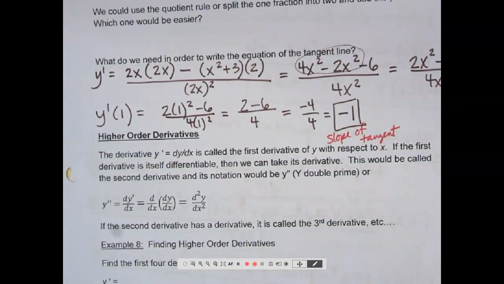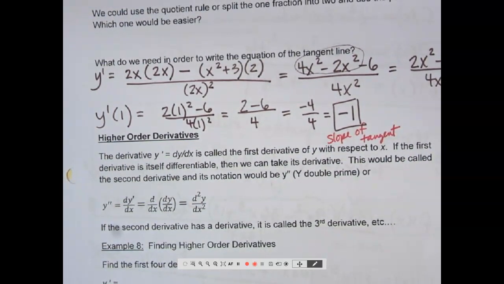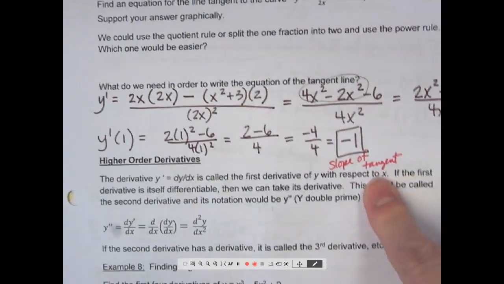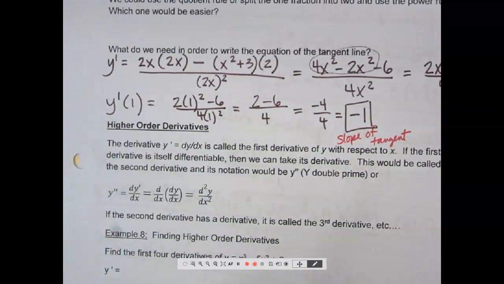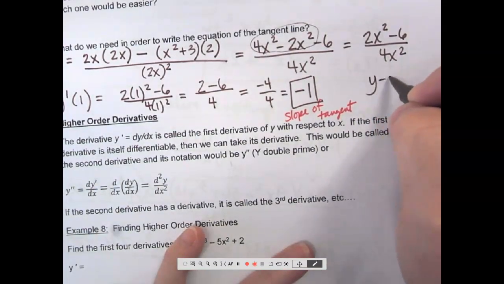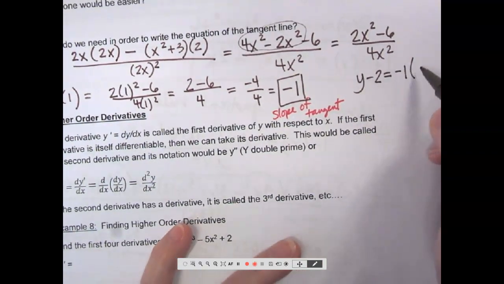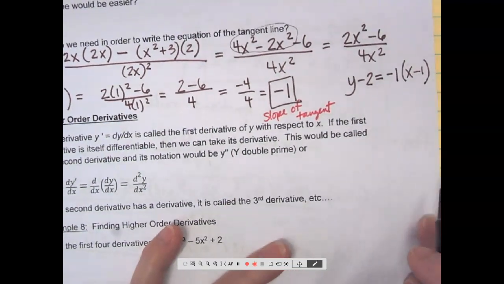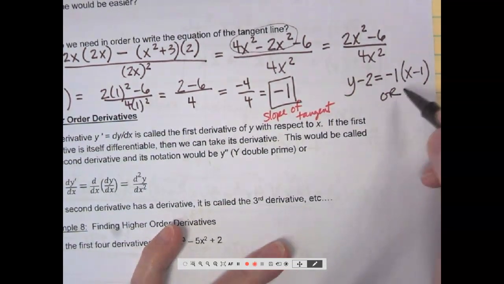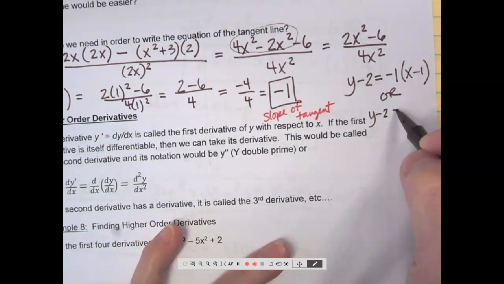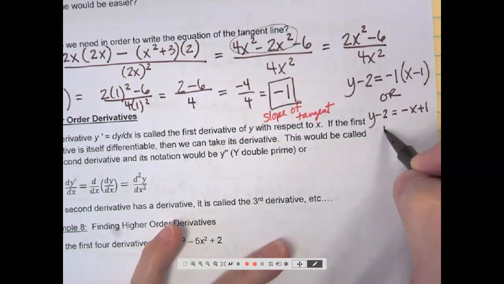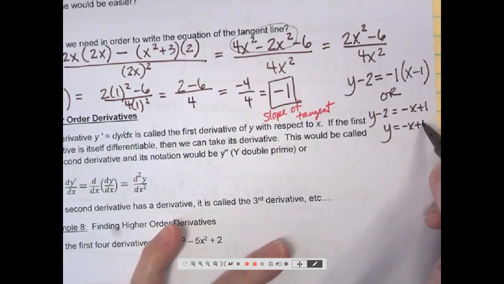Okay. To write the equation of that line, what two things do I need? A point and the slope. I have a point (1, 2) and I have the slope. So now we can write the equation. y minus 2 equals negative 1 times (x minus 1). Leave it that way, or change it to slope-intercept form. So either way is perfectly fine.